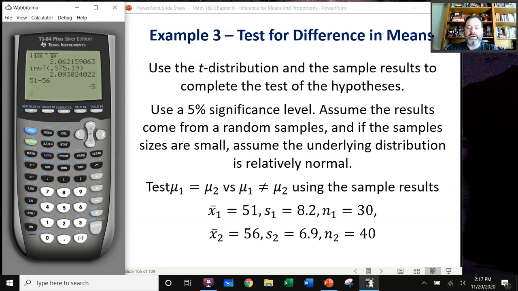Next up, compute the standard error. I'm going to show you an alternative way to type this in if you want to see one. It's a little quicker. You can do 8.2 squared, and then divide it by 30, because PEMDAS works under the radical. As long as you type it all in under the radical, you don't have to build the fractions. Just wanted to show you another way to do it. So 6.9 squared divided by 40.